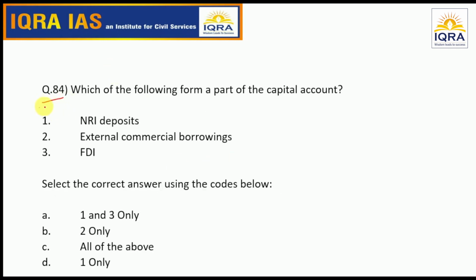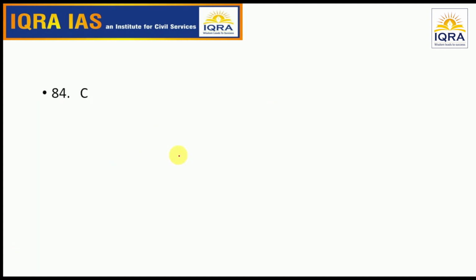Question number 84. Which of the following forms part of capital account? NRI deposits, external commercial borrowings, FDI. So these are not remittances, these are deposits. So yes, capital account: external commercial borrowings, FDI, all of them.